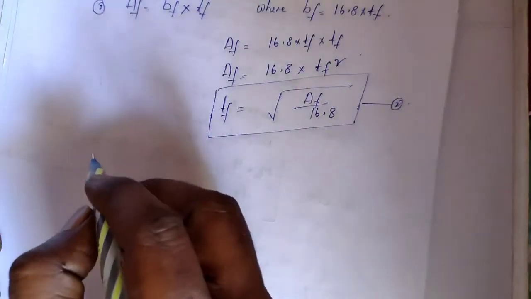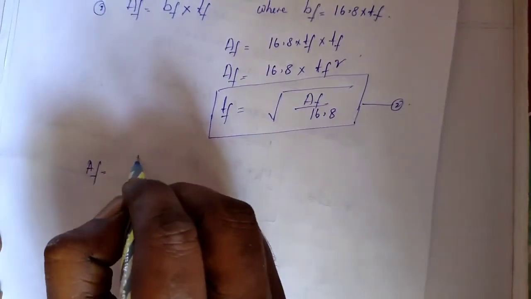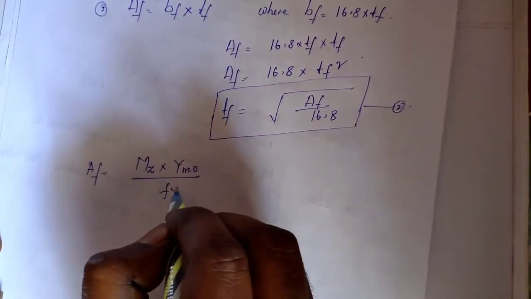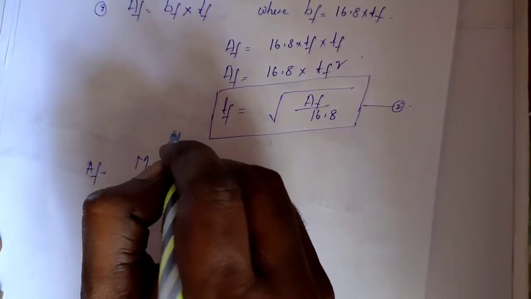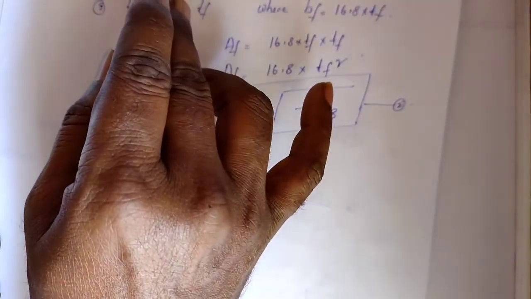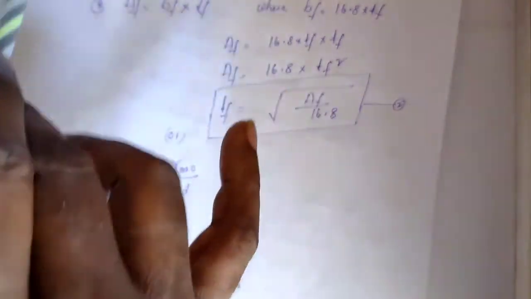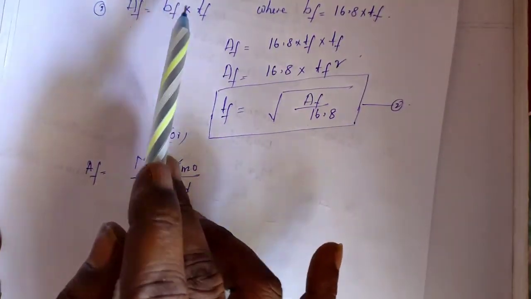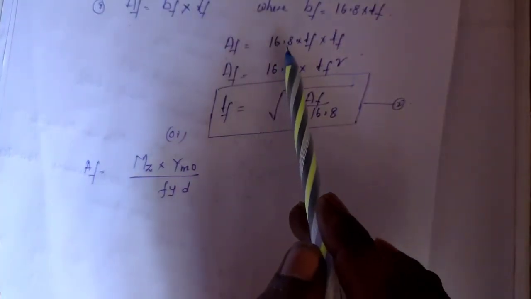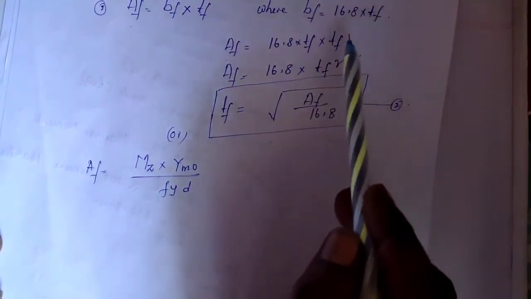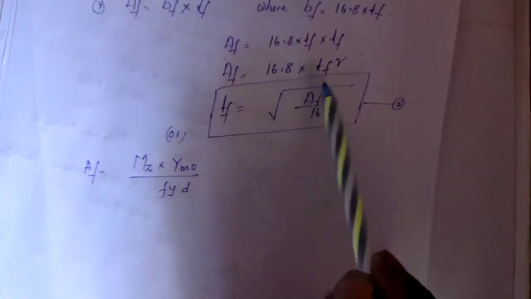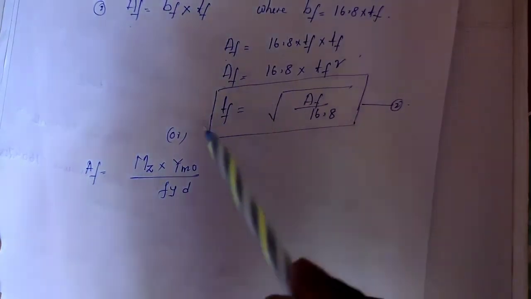Next, AF is equal to MZ multiplied by gamma MO by FYD, or, two types of formulas only. AF is equal to MZ multiplied by gamma MO by FYD. Another formula, AF is equal to BF multiplied by TF, where BF is equal to 16.8 into TF. Therefore, AF is equal to 16.8 multiplied by TF square. Therefore, TF is equal to root over of AF by 16.8.